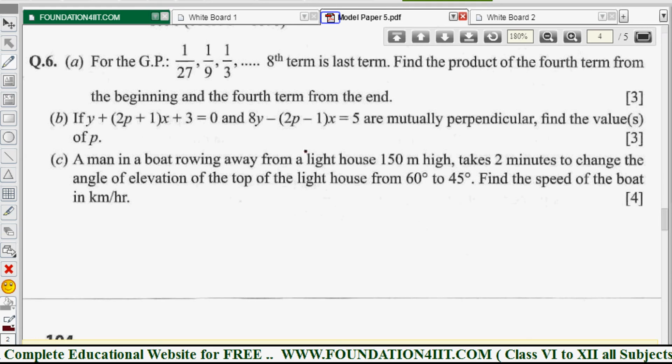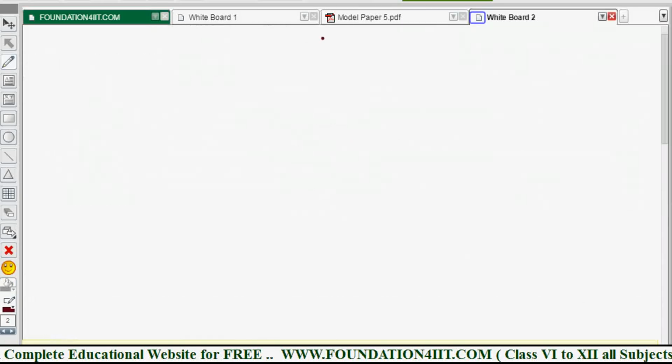Here two equations are given. If y plus (2p plus 1)x plus 3 is equal to 0 and 8y minus (2p minus 1) into x is equal to 5 are mutually perpendicular to each other, find the value of p. Whenever two lines are perpendicular to each other, we should first find their slopes, and the product of their slopes is minus 1. Let m1 be the first equation's slope and m2 the second equation's slope. Then m1 into m2 is equal to minus 1 because the two lines are perpendicular. So let's take the equations and find the slopes first.